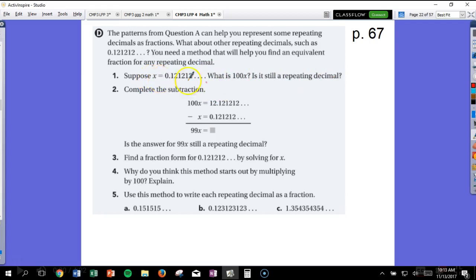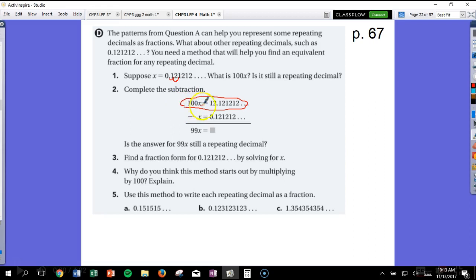Well, if we take x times 100, that means we're going to move our decimal place 2 spots, because if we took it times 10, we'd have 1.212. And if we take it times 100, we get 12.1212, which is what we have right here. It says, is it still a repeating decimal? Well, yes, we still have our repeating decimal happening here. Then what we want to do is subtract out our original x from our 100x.